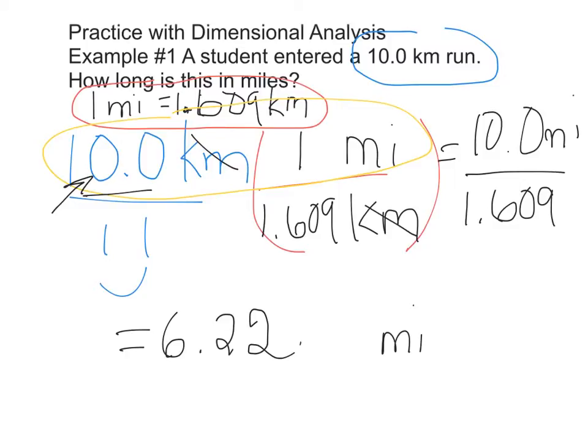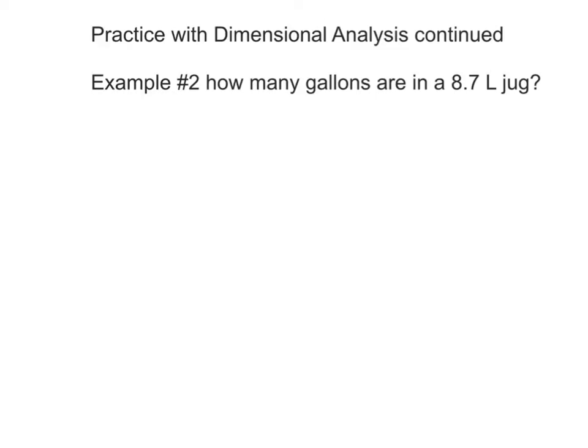So take a look at that and compare it with how you did. Next example is example 2. How many gallons are in an 8.7 liter jug? Now, once again, you do need that conversion factor. So as you're reading the problem, what's the first thing you're going to do? If you said, I'm going to take a look at what's given in the problem, and I'm going to write it down. We have an 8.7 liter jug.